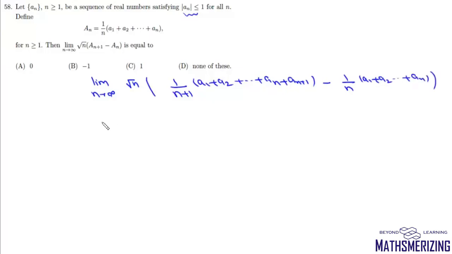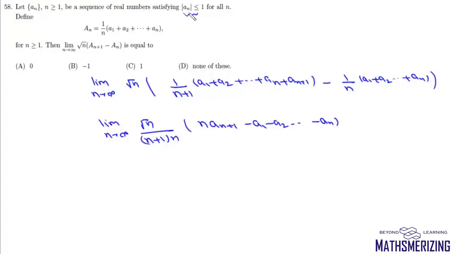Now we'll take LCM, we can write this as limit n tends to infinity under root n. Now LCM will be n plus 1 into n, and here will be n a1, n a2 and n an plus 1. So here we'll get n a_{n+1}. Now n a1 minus n plus 1 a1. So it'll be minus a1 minus a2 and minus an.